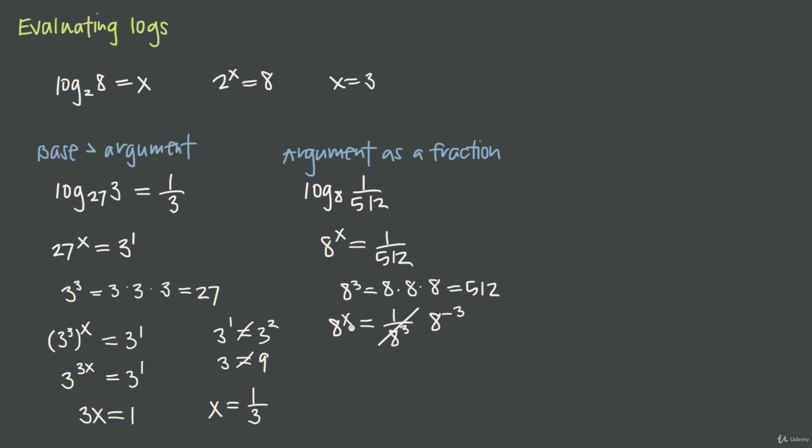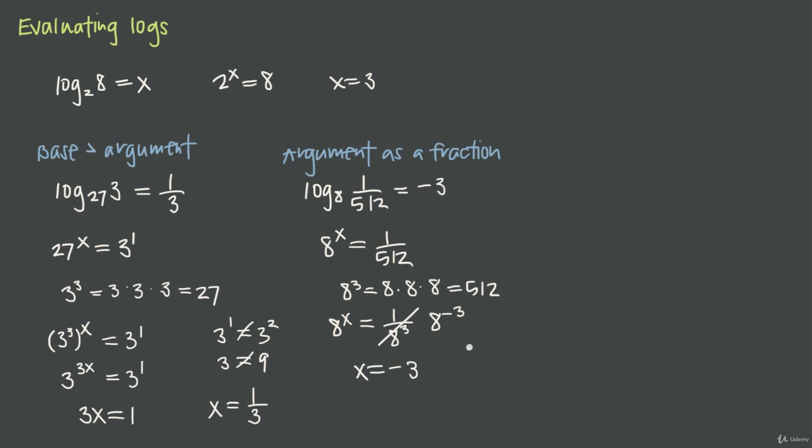And now you can see that I have 8 to the x is equal to 8 to the negative 3. And again, this is only true if the exponents are equal to one another because the bases are equal to each other. So I can simply say x is equal to negative 3. And what is this value, negative 3, that I found? That's the value of this logarithmic expression, log base 8 of 1 over 512. That is equal to negative 3.